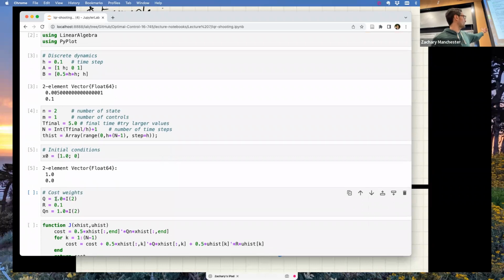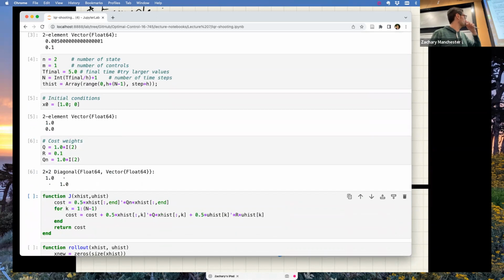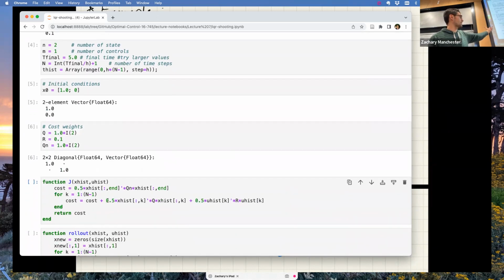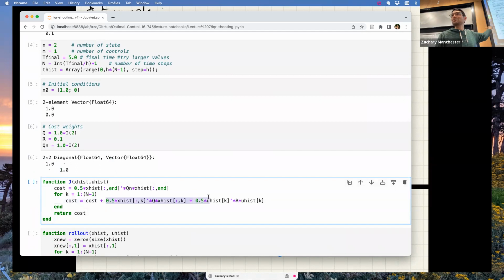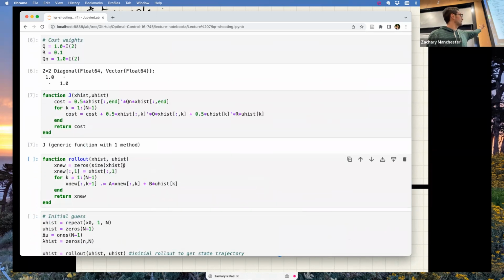Cost is super dumb. I'm going to make it identity on the Q, so the state cost is just x transpose x, and then 0.1 on the controls. We can play around with this in a sec, and I'll show you what happens for different values. So this is the cost function. It's just adding that up, exactly what I wrote down, right? A sum over k, no surprises. And then this is the terminal cost, separated out, right?